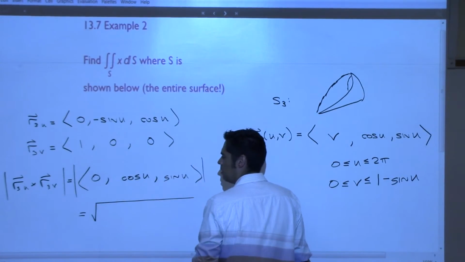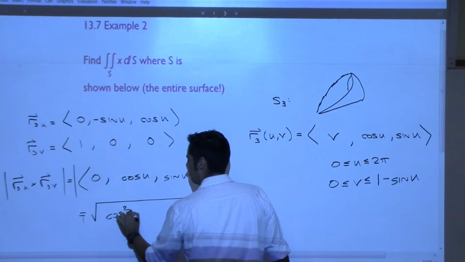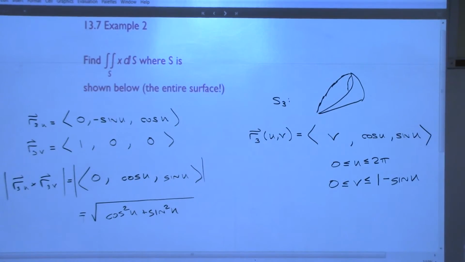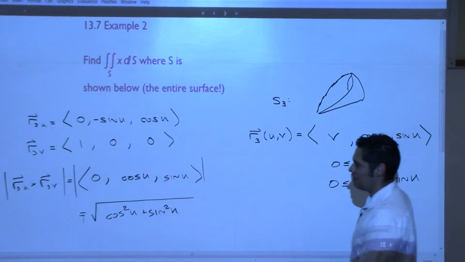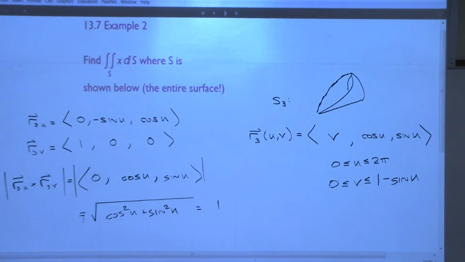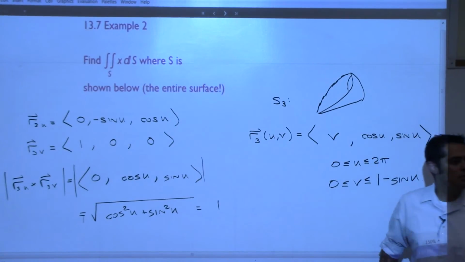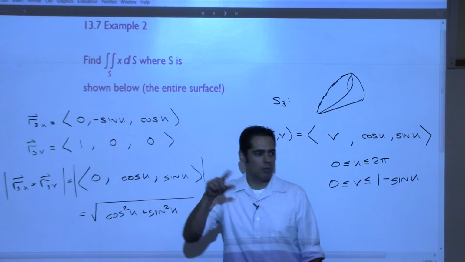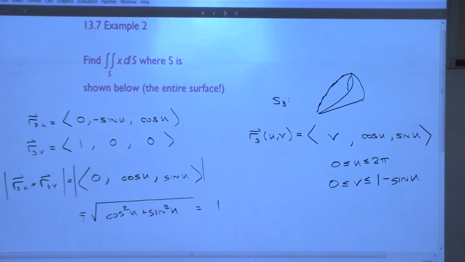Root, what? Cosine squared u plus sine squared u? Okay, and that's just 1, right? Not for magnitude. You're thinking of that shortcut thing. No, we're just looking at the magnitude of the vectors, the square root of each of the components squared added together. All right, well, that's nice, right? That works out pretty good.